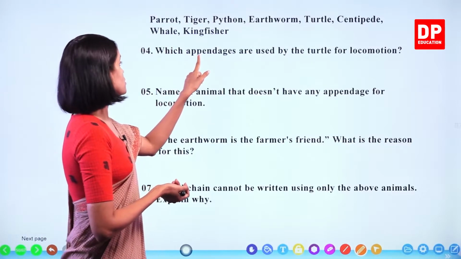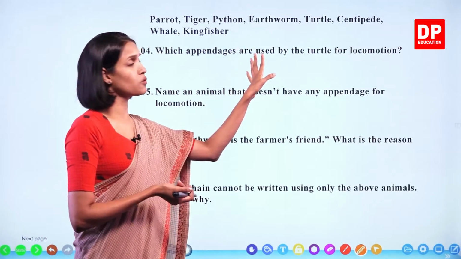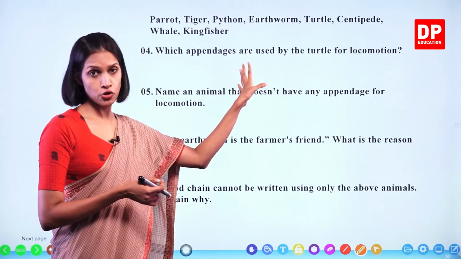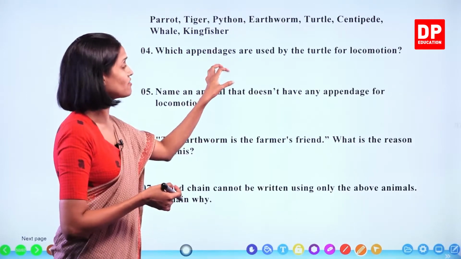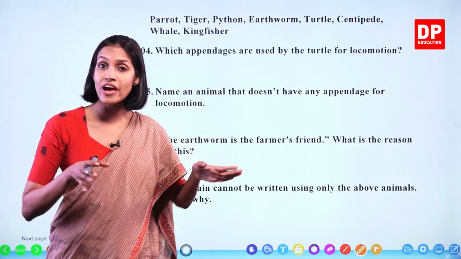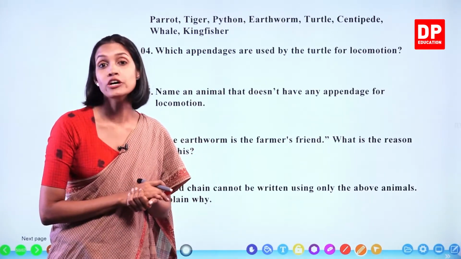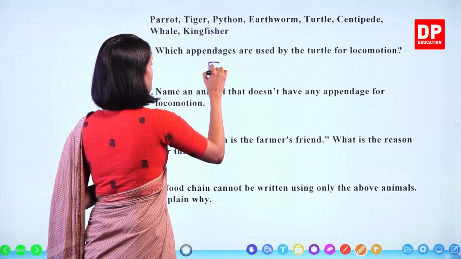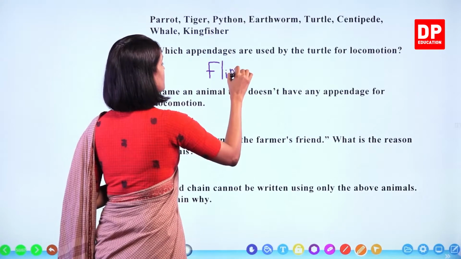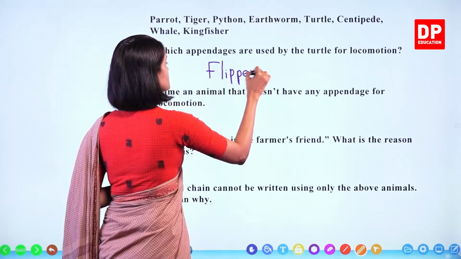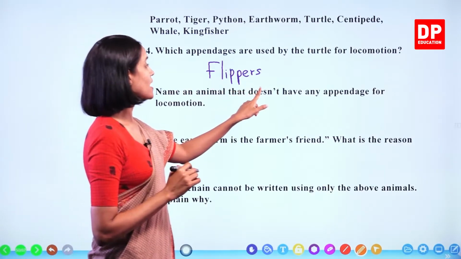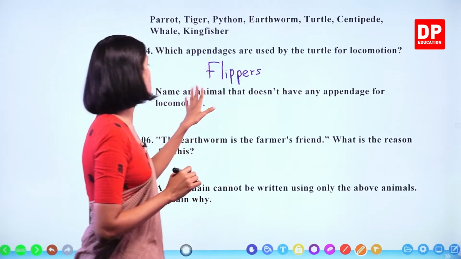Which appendages are used by the turtle for locomotion? Now, turtles also swim in the oceans. Therefore, instead of proper legs, they also have flipper-like structures to swim. Okay? They also have flippers. Flippers.